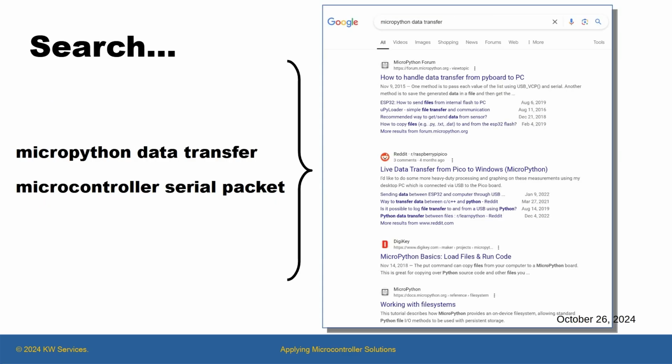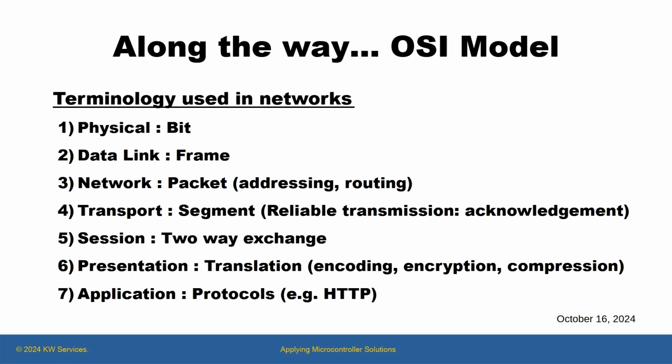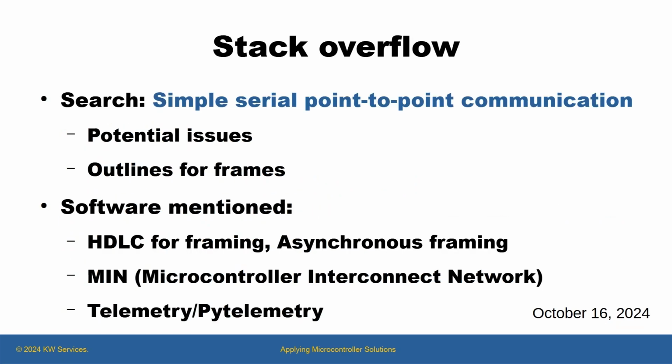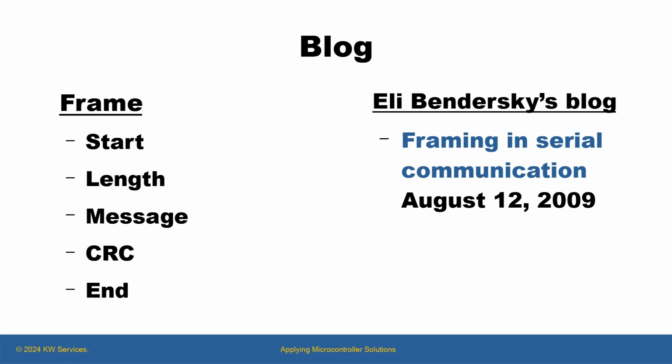Begin by searching the internet to see if there is a proper way to perform serial transfers. During the searches, we find the OSI model explains network transfers. It has terms like frames and packets. A search, simple serial point-to-point communication, finds a post at Stack Overflow that discusses serial transfers using frames and casually mentions several software products. I found an old blog post, Framing in Serial Communications, by Eli Bendersky that is important to our exploring, as it explains a frame in great detail and the need for start byte and escape bytes.